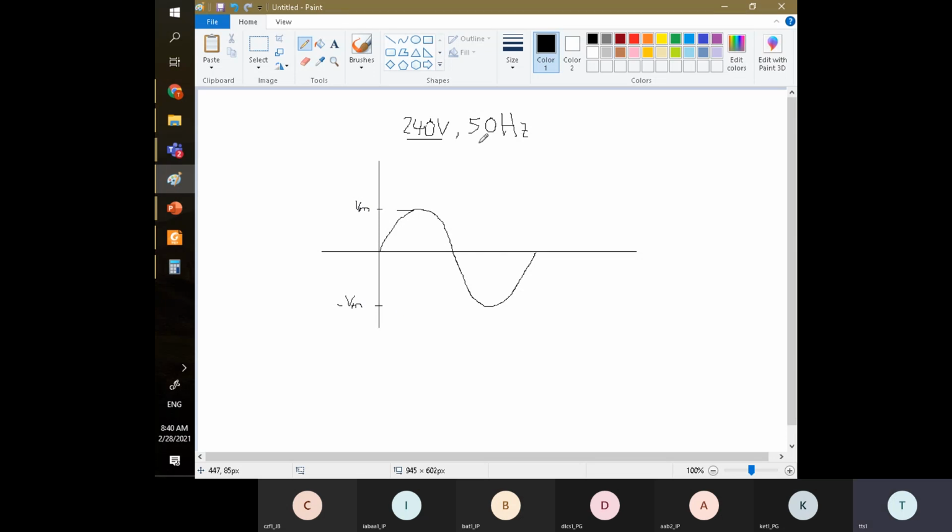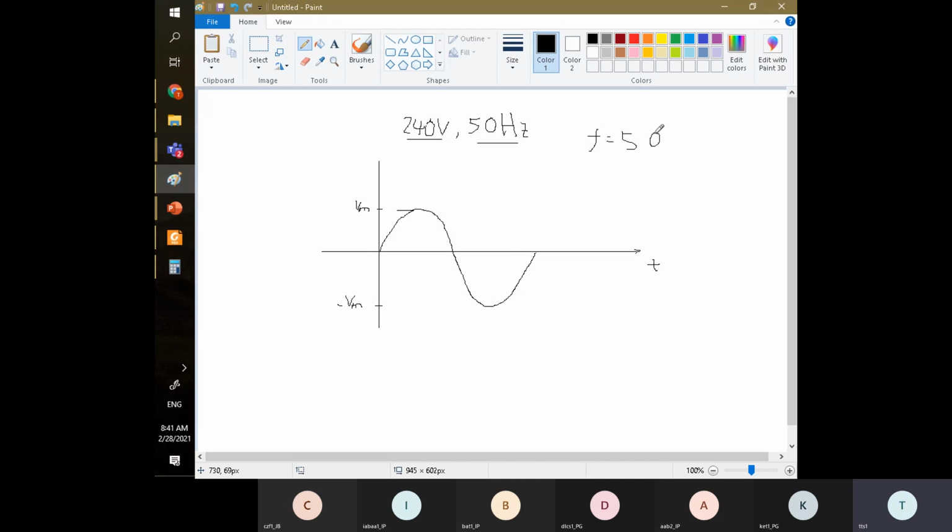And how about the 50 hertz here? This 50 hertz tells you how many times this will repeat itself. Here is the time axis. How many times will it repeat? So 50 hertz means 50 times in 1 second. So this is the frequency. Frequency equals 50.